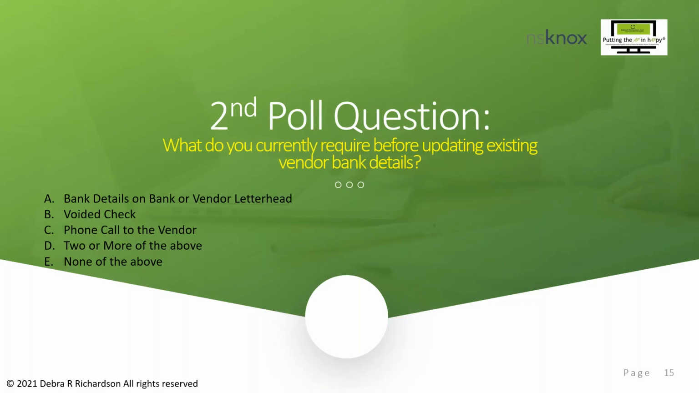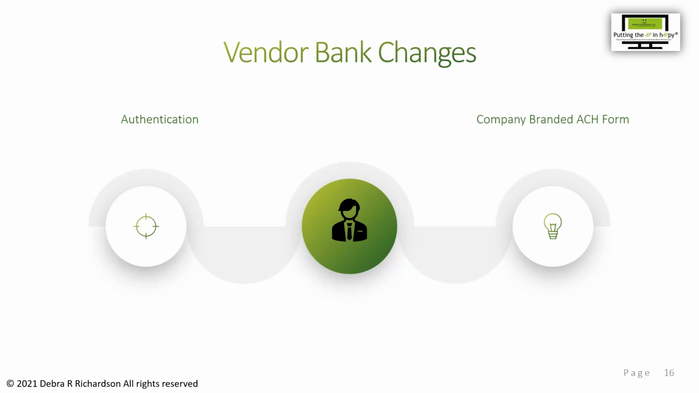All right, so let's look at, again, starting with vendor bank changes. When accepting bank details for a change to an existing vendor record, you need to ensure that you are dealing with the right vendor. And I know that we are all used to making that call to confirm bank changes. I think the poll indicated 41% of you are doing that. But you may be able to stop fraud before making yet another call to your vendor. And to do that, you need to authenticate the requester and authenticate the data.